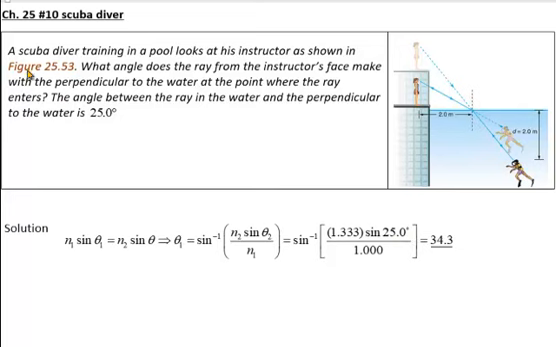If you look at what it says, you're training in a pool, what angle does the ray from the instructor's face make with the perpendicular to the water? The angle between the ray in the water and the perpendicular is 25 degrees. So it's this angle here. So that goes with the water.